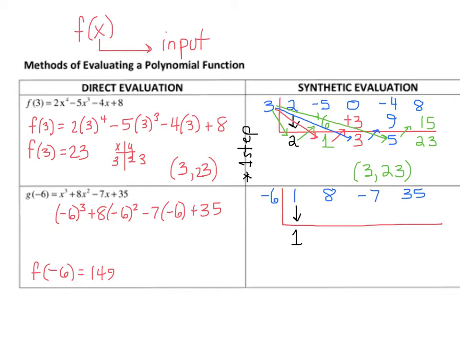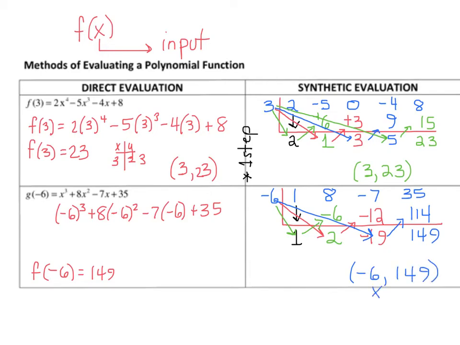I now am going to start multiplying. So -6 times 1 is -6. If I add these two together, I get 2. -6 times 2 is -12. If I add those two together, I get -19. Last one, -6 times -19 is 114. I'm going to put it in here. If I add those together, I get 149. So again, if I input -6, I get an output of 149, thus creating the ordered pair XY.